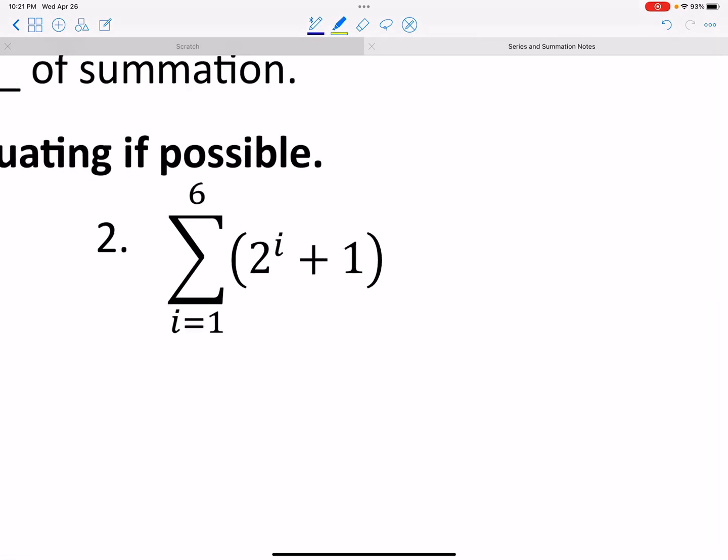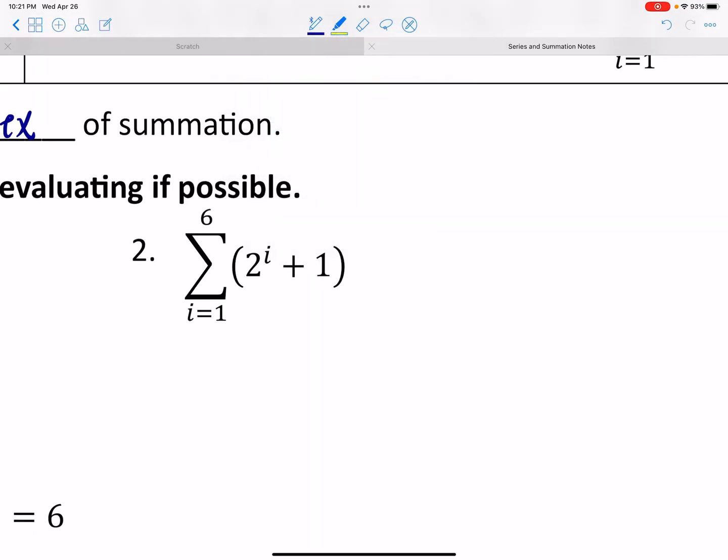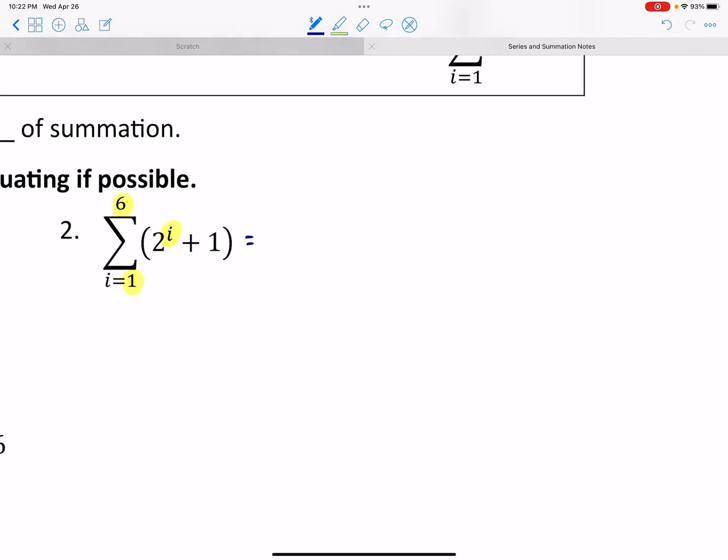Okay, so we want to find the sum of 6 terms. So we're starting at the first term, ending at the 6th term, plugging in 1, 2, 3, 4, 5, and 6 for I. So let's expand this out. We're finding the sum for 6 terms. The first term is 2 to the first power plus 1, because it says here start at an I value of 1. And then we're going to add the second term, 2 to the second plus 1. And then the third term, 2 to the third plus 1. And then the fourth term, 2 to the fourth plus 1.